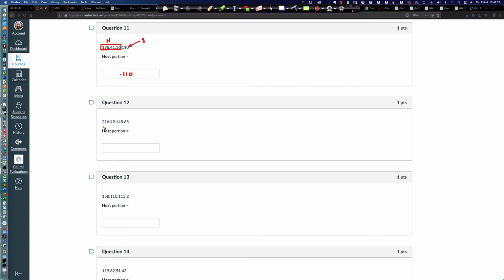So now we come down to one that might be a little more challenging here, right? 216. It's going to make us stop and think, but we know that that Class C range is 192 to 223. And so if we look at this again, we say, yep, it's a Class C address. The first 3 octets, the first 24 bits, remember there's 8 bits in each octet, are the network portion of the address, meaning the host portion is the final 8 bits, and that value would be .65.